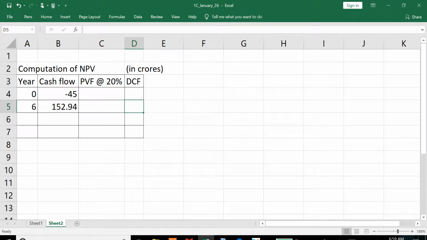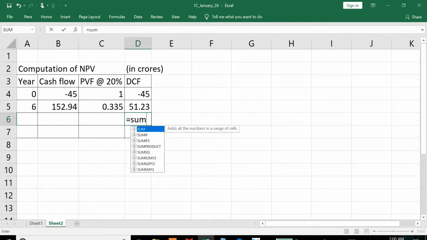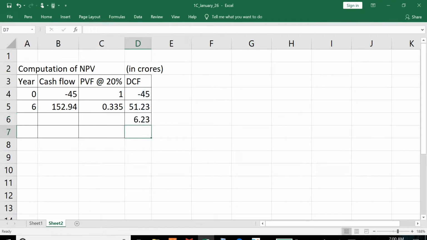On an average, you will get 600 crores in a few years, 0 sometimes. On an average, it's 152 crore. This is called expected cash flow. Probability into cash flow is called expected cash flow. So 600 crores into this probability, 152.94, is what we are going to get. 600 crore is the cash flow.